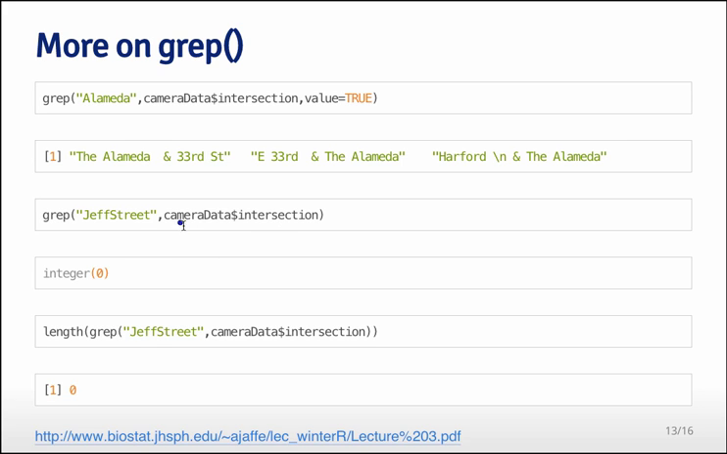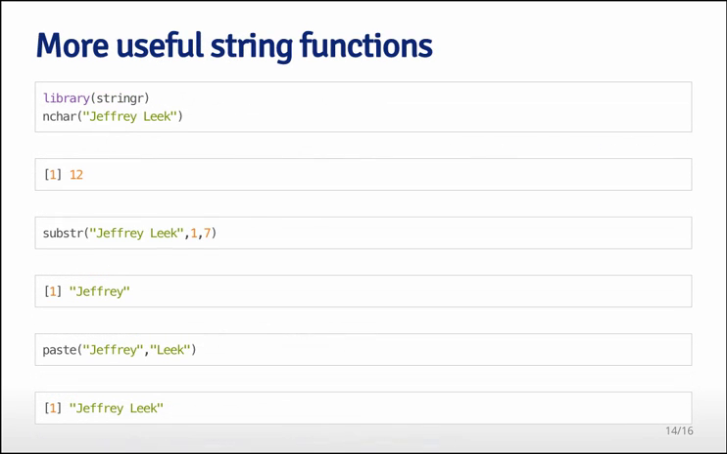The other thing that you can do is you can look for values that don't appear. So say, for example, Jeff Street does not appear in the intersection data, and so it will return integer 0 when that value does not appear. If you look at the length of that, it actually turns out to be 0. So that's a nice way to check. So suppose you want to check and see if a particular value appears in a vector. You can grep for that value and then look at the length of the vector, and if it's equal to 0, then you can say that value doesn't appear.